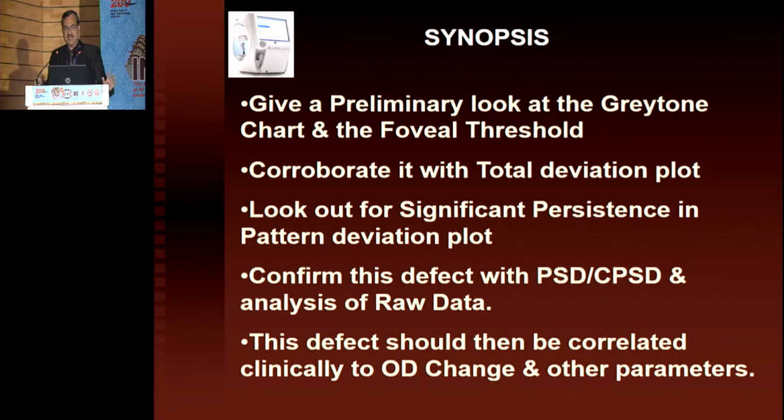So, synopsis: give a preliminary look at the Greytone chart and the foveal threshold, corroborate it with the total deviation plot, look out for significant persistence in the pattern deviation plot, confirm this defect with the PSD and CPSD, and then analysis of the raw data, and then this defect should be correlated clinically to OD change and other parameters. Only then can you diagnose this as glaucoma.